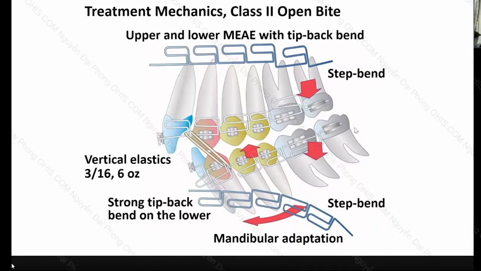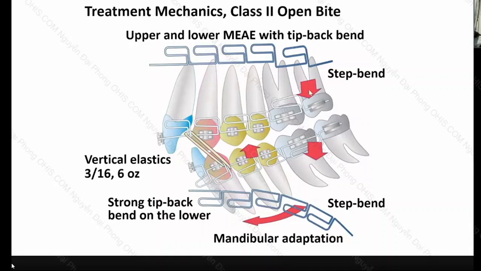So I put, you know, the extrusion bend in 6 and 7. The lower premolar are between canine and the first premolar. I put extrusion bend, step up bend, then a pretty strong tip back bend like this. Okay. The mechanics basically is something like this.